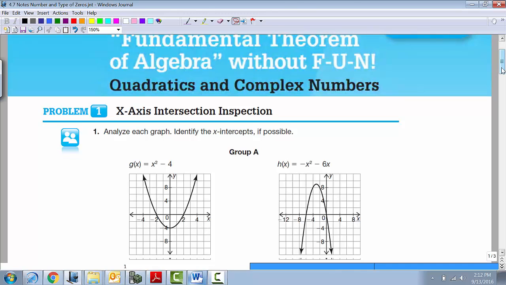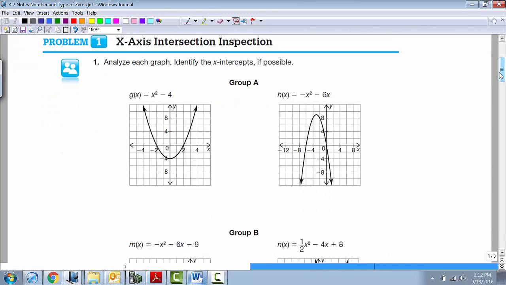So let's look at graph 1 here, this g of x. Where are my x-intercepts here? Yes, 2, 0 and negative 2, 0. Very awesome. So label that. I have 2, 0 and I have negative 2, 0. These are my x-intercepts. Label that so that you know. That's huge. You'll have to be able to identify x-intercepts on the exam.